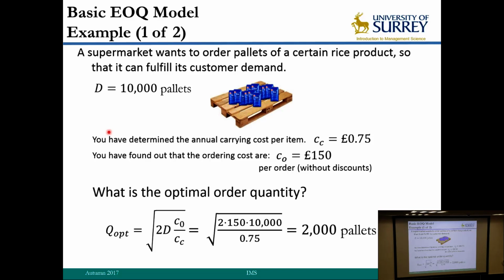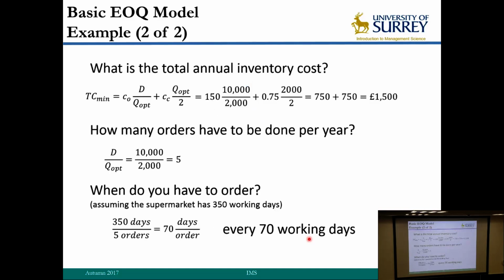That's pretty simple. We use this equation: 2 times D, which is 10,000, times Co, which is 150, and times the carrying cost. So we get 2,000 pallets. Every time we need to order 2,000 pallets to minimize the total cost of carrying cost and ordering cost. If we have Q optimal as 2,000 pallets, is it possible to calculate something more? Yes, it's possible. So what is the total annual inventory cost?